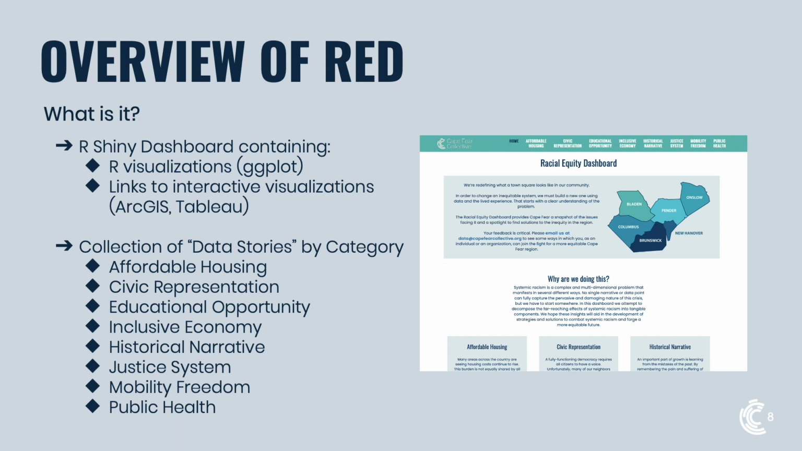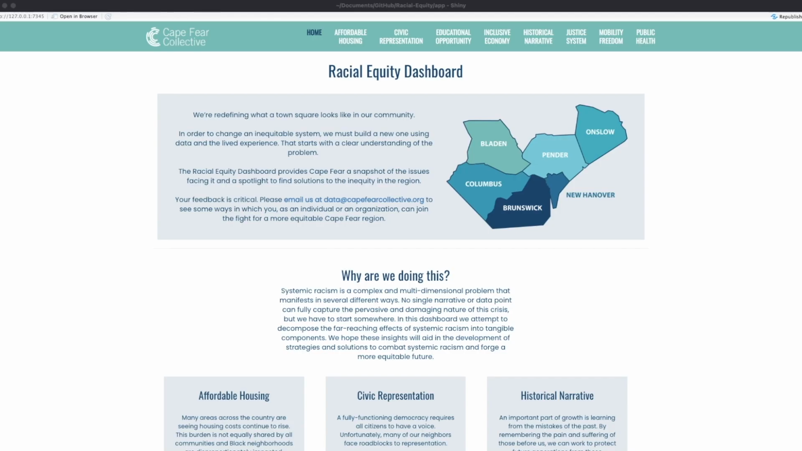Our Racial Equity Dashboard is built in Shiny and ggplot. The framework houses tabs as separate modules for each category of data stories. The landing page contains a brief introduction to the dashboard itself, our email address, and a tab navigation bar for the data story categories across the top.